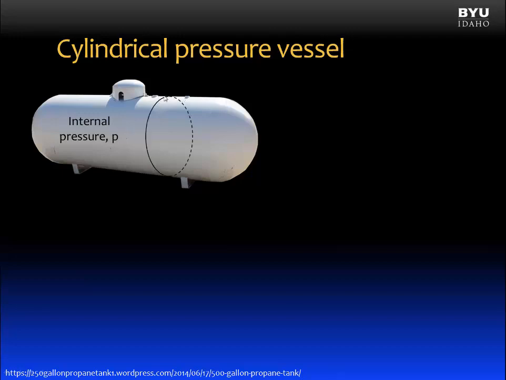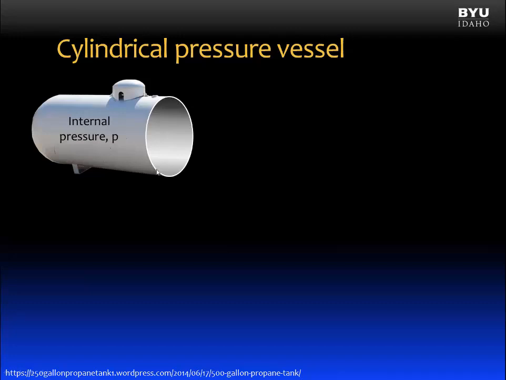And this time let's make a theoretical cut as shown and evaluate the stress on this surface. Now there's an internal pressure, P, and it's acting over the surface here. That's the pressure from the piece that we cut off. That's the pressure it's exerting on the piece that remains. And let's say there's an internal radius of r.